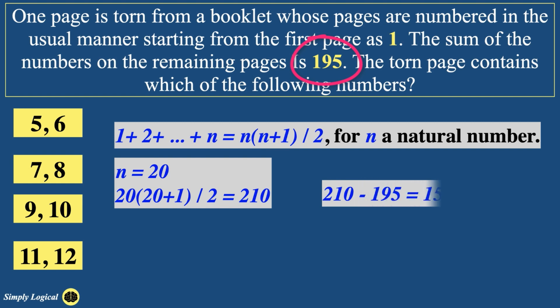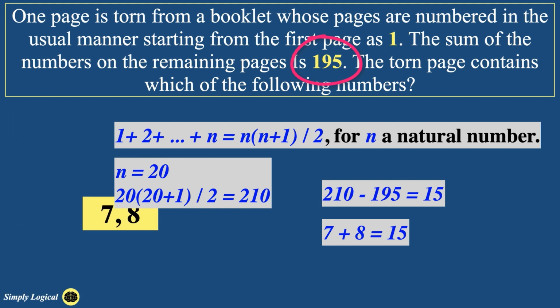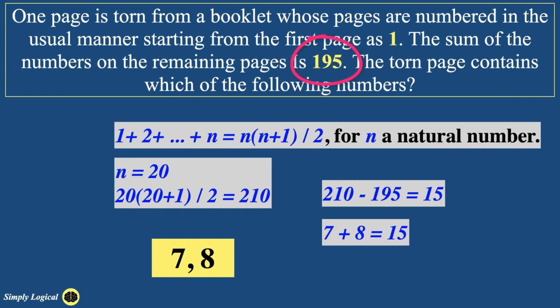So now we need to subtract 195 from 210, which results in 15. So what are the two consecutive numbers whose sum will result in 15? They are nothing but 7 and 8. Thus the answer to the problem is 7 and 8. This is the approach one must follow to find the solution to these kinds of problems. So I will show you one more problem which requires similar logic.